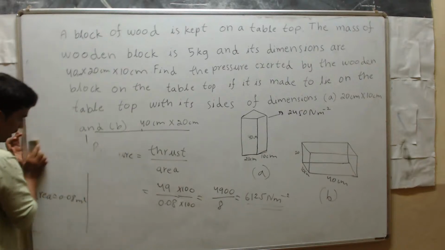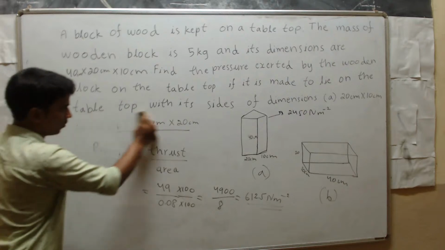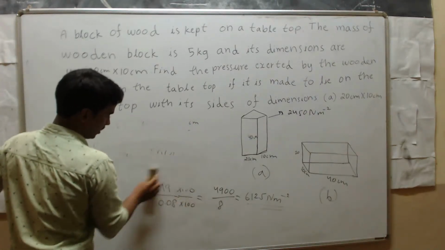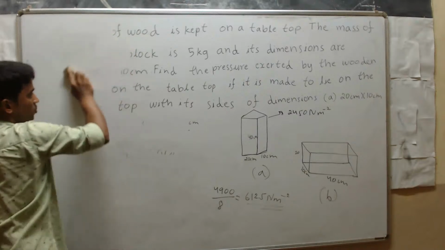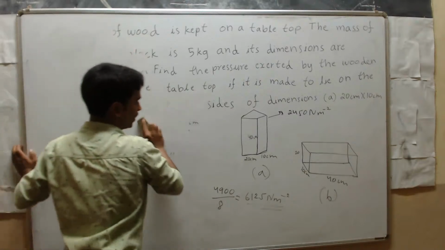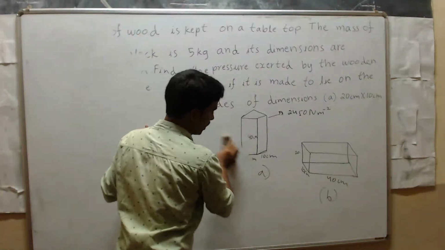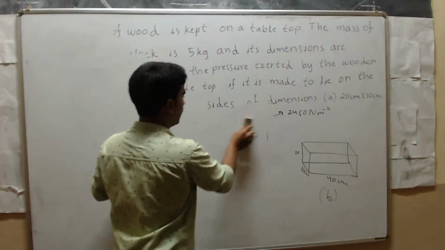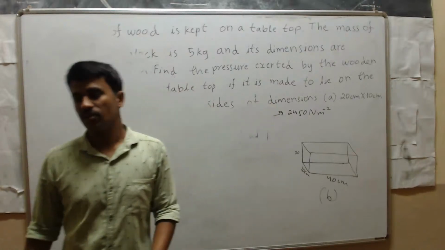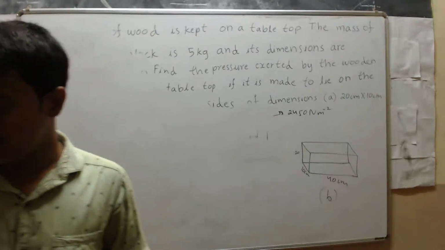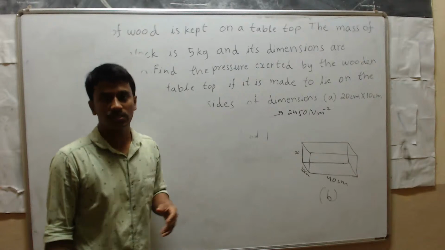I think now you can answer why the trucks' tires are very wide, and why the army tanks and trucks are very wide, to cover more area. Clear? If you want to reduce the pressure, the object should cover more area. If you want to increase the pressure, the object should cover less area. If the area is more, then the pressure is less. If the area is very less, then the pressure is more.